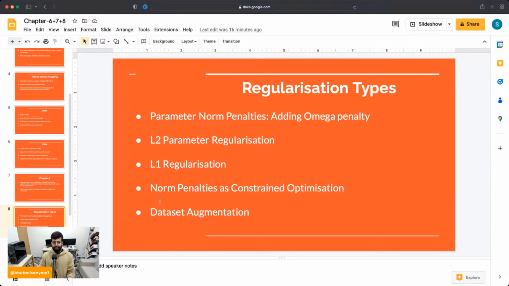There is L2 parameter regularization. We also get a different word introduced for it, Tikhonov. I will not remember it after this live stream, but they also name drop that, and it's also known as ridge regression. That's what the authors introduced. Then L1 regularization and norm penalties as constrained optimization.